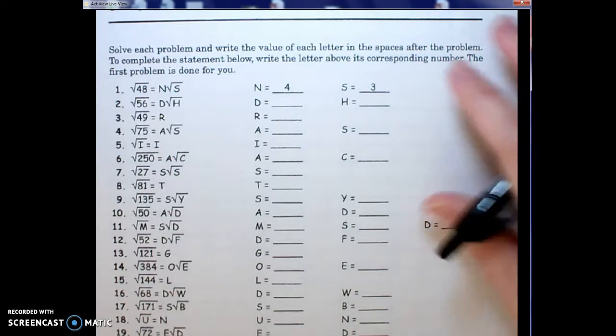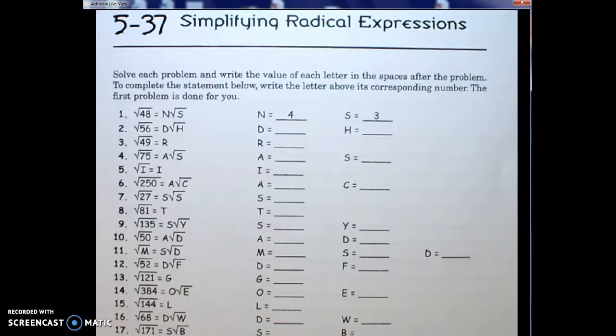Okay, so looking at the Simplifying Radicals worksheet, problem number 1. Problem number 1 is already completed for you. The answer's already there, but I'm going to show you how they got it. So problem number 1, what we have is the square root of 48.